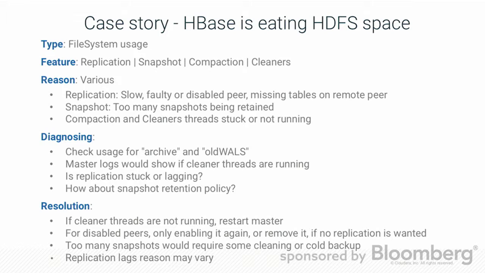If everything is clean on the master logs, use some of the tools about replication. Take a look at replication status and see if it's reporting lag over time, to the point where replication reading the WAL is not progressing. Another thing: if you mainly see most of the usage coming from the archive folder, take a look at snapshots, how many snapshots you have, and for how long these snapshots are being retained on your system.